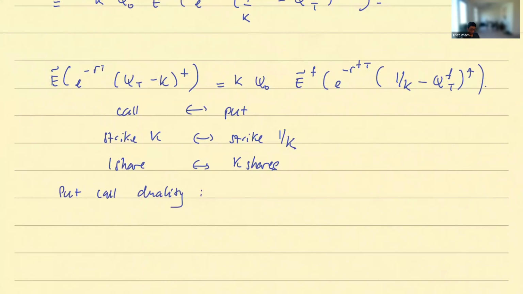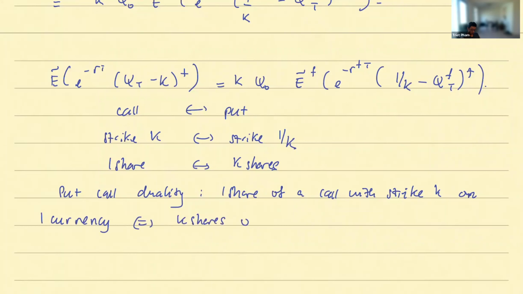One share of a call, we strike K on one currency, is equivalent to K shares of a put, we strike 1 over K on the other currency.